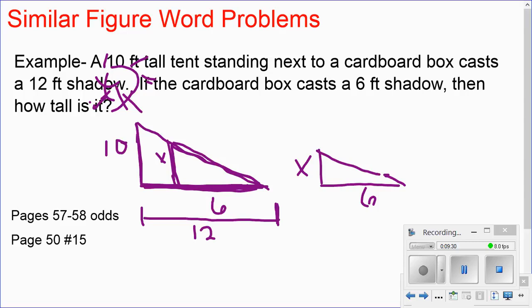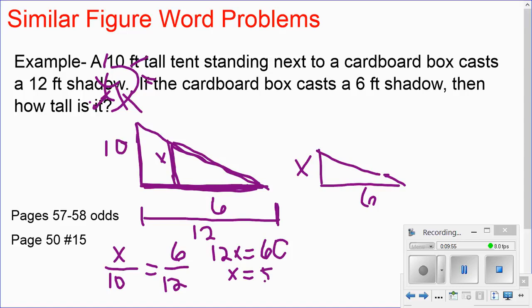So we're ready to set up a proportion. So X over the corresponding side in the big triangle is 10 is equal to, back to the small, 6 over the corresponding side, whole length there of the big triangle is 12. So we can cross multiply. 12x is equal to 60. Divide each side by 12. I'm getting x is equal to 5. And that answers our question, how tall is the cardboard box? It's a 5-foot tall box.